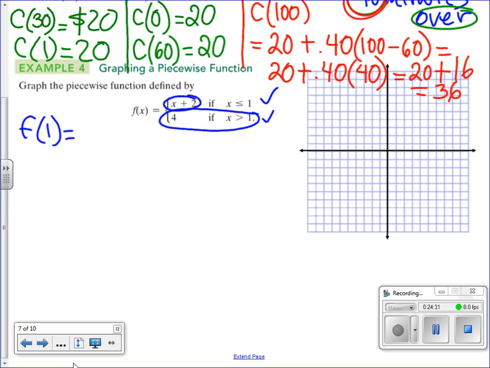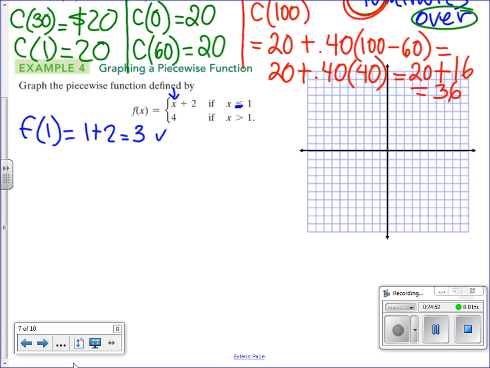What would you guys say? Should I select the first or the second interval? The first, right? Because we have that equal part right here. Okay, so if I do that, I will substitute the 1. So it will be 1 plus 2, which is equal to 3. This is the correct answer.